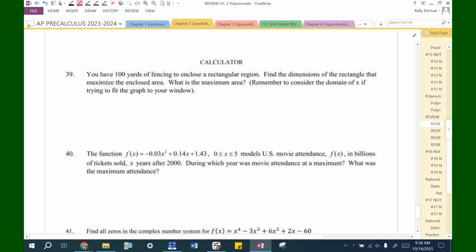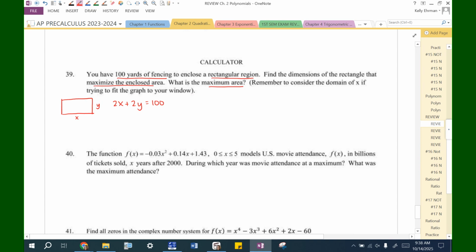So, first problem says you have 100 yards of fencing to enclose a rectangular region. So let's just go ahead and say our dimensions of our rectangle are x times y. So we know right now that 2x plus 2y is equal to 100. Find the dimensions of the rectangle that maximize the enclosed area. What is the maximum area? Remember to consider domain of x if we're trying to fit this into a window.